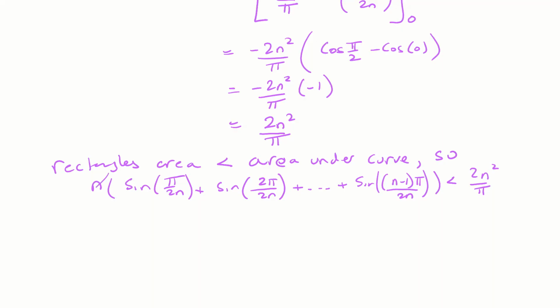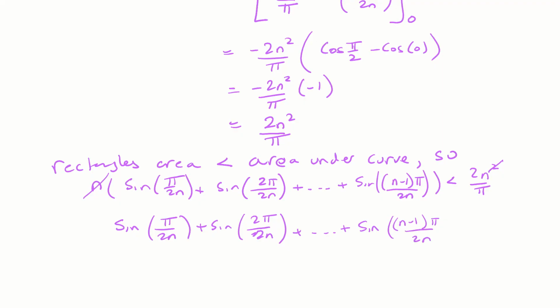And since n is positive, we can just cancel n off each side, giving us the final result: sine pi on 2n plus sine 2 pi on 2n, and so on, up to sine n minus 1 pi on 2n is less than 2n over pi.